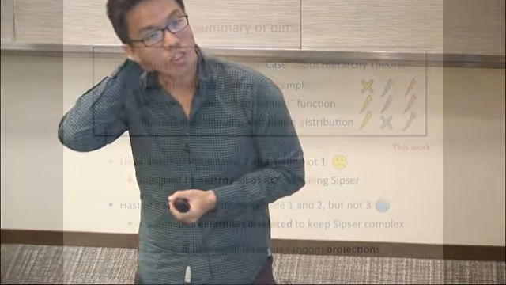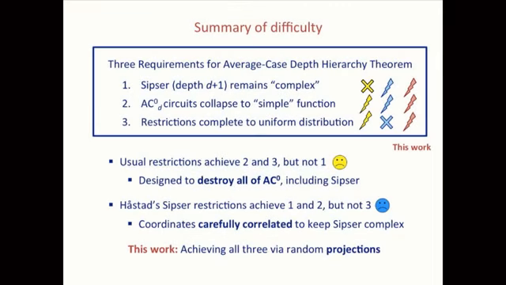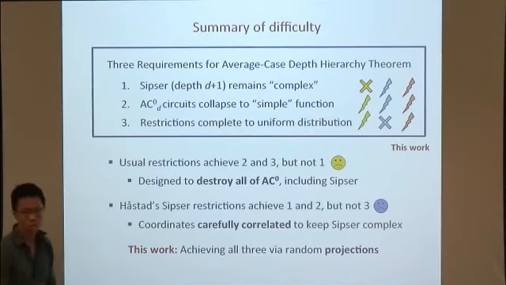And in this work, we design a random projection that achieves all 3. And it's not hard to see that with random restrictions, you cannot achieve all 3. And the key idea here was random projections. So let me, in my remaining time, tell you a bit about random projections and how they relate to random restrictions. And if I have time, I'm not sure I do, but I'll sketch how projections achieve all 3.